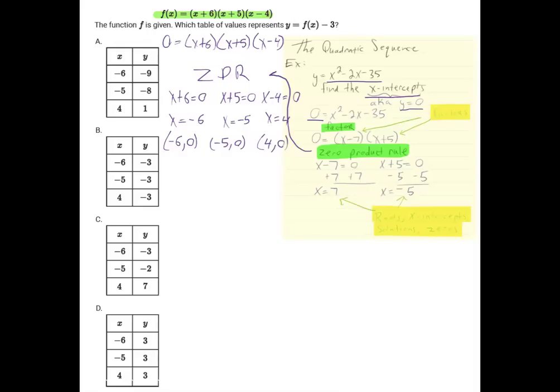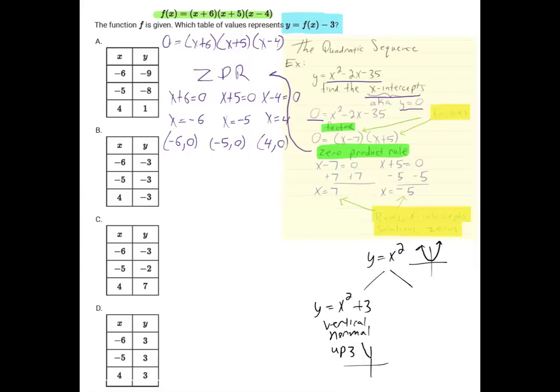Now, the next thing we should know is what this means. And that's the idea of translating it down 3. Like we always say, if we had a function centered at the origin, and if we add to the outside of it, let's say x squared plus 3, that's a vertical shift, and vertical shifts are normal. So this would be up 3, and our parabola would look something like that.